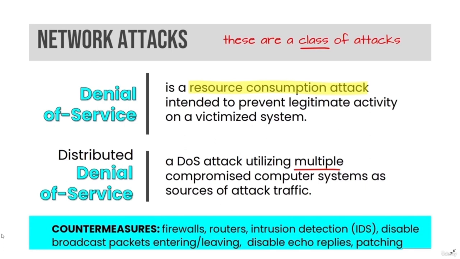With manner of execution, a DDoS attack coordinates multiple hosts infected with malware, creating a botnet managed by a command and control server. In contrast, a DoS attack typically uses a script or a tool to carry out an attack from a single machine. And lastly, with tracing a source, the use of a botnet in a DDoS attack means tracing the actual origin is much more complicated than tracing the origin of a DoS attack. Countermeasures for DoS and DDoS attacks include firewalls, routers, intrusion detection systems, intrusion prevention systems, disabling broadcast packets from entering and leaving, and disabling echo replies.